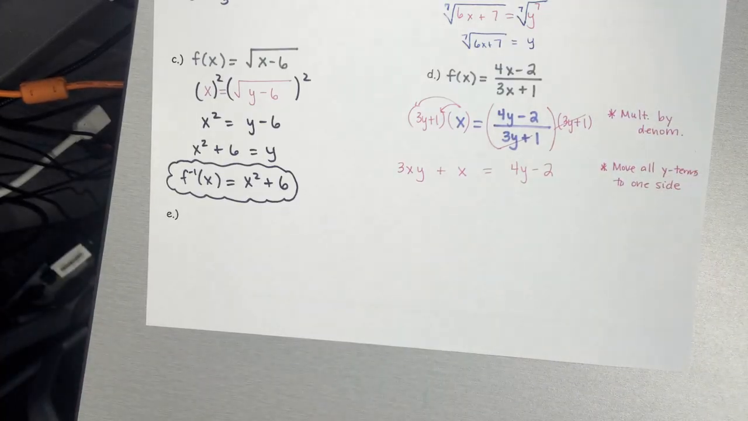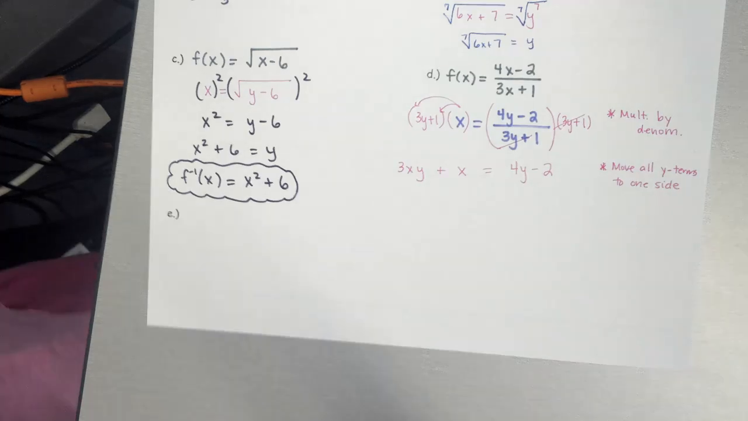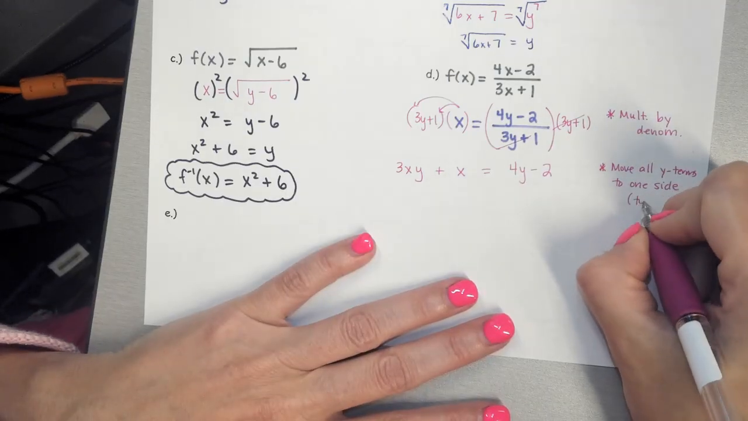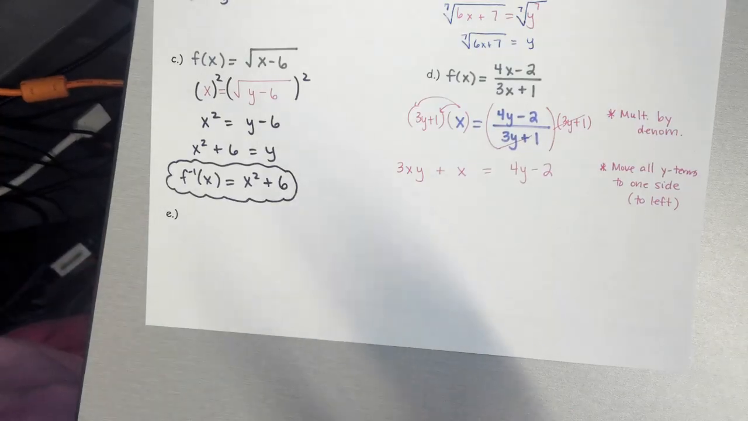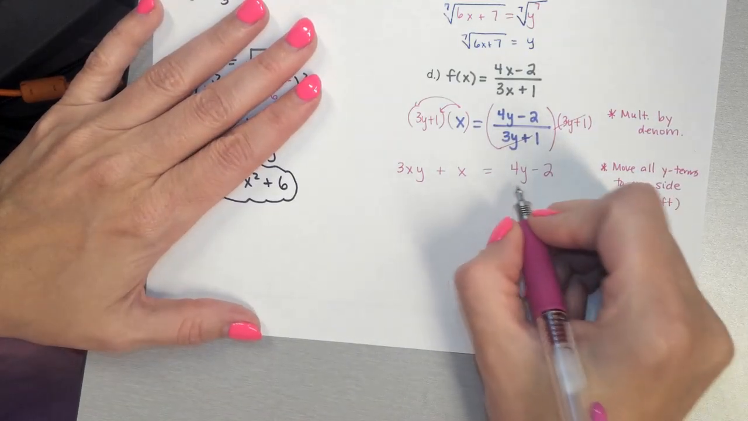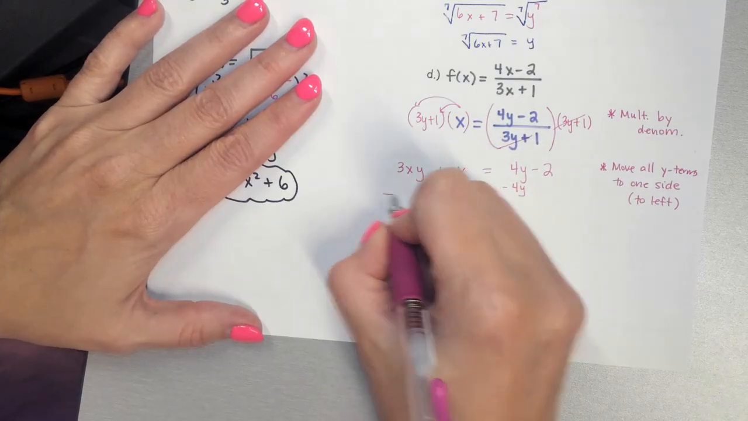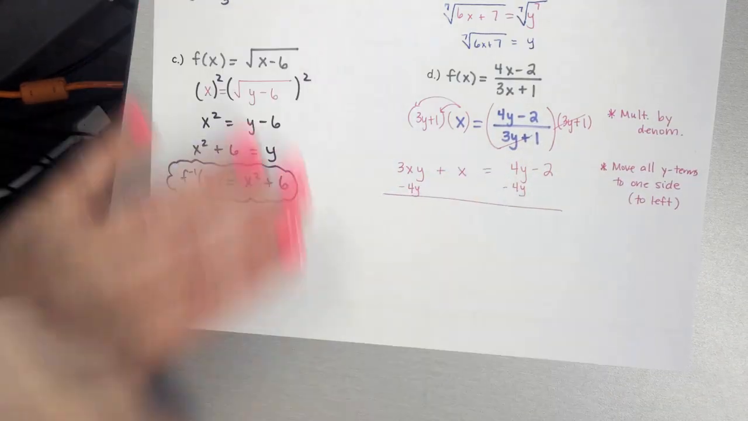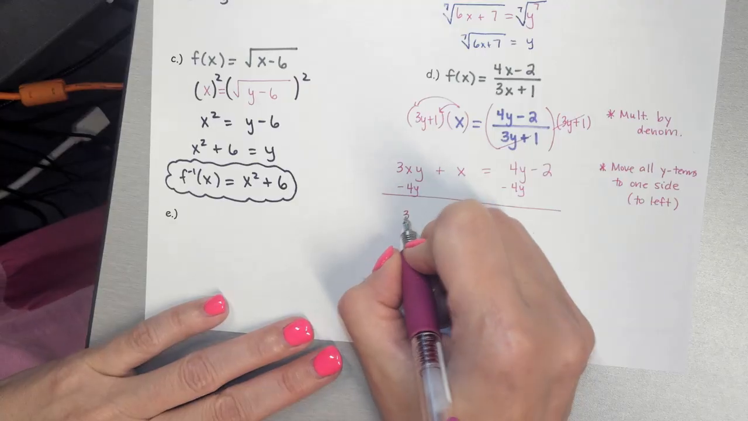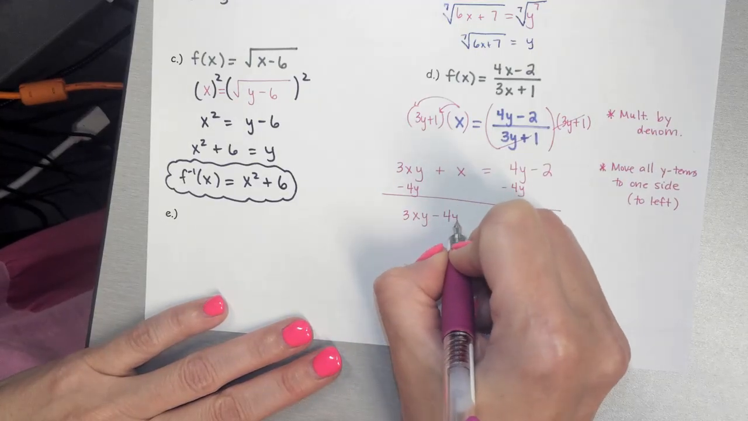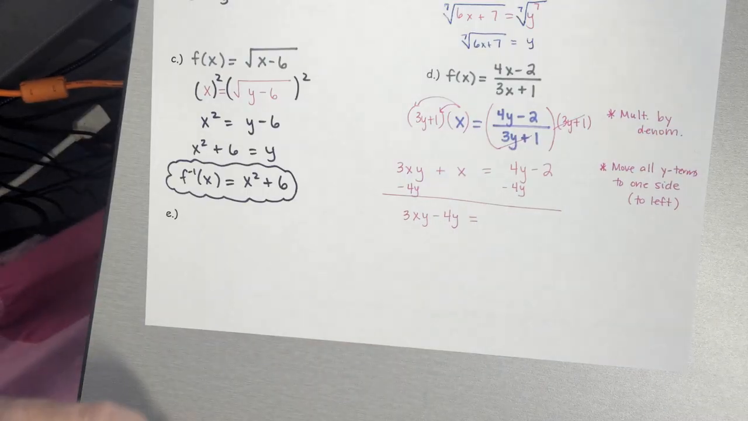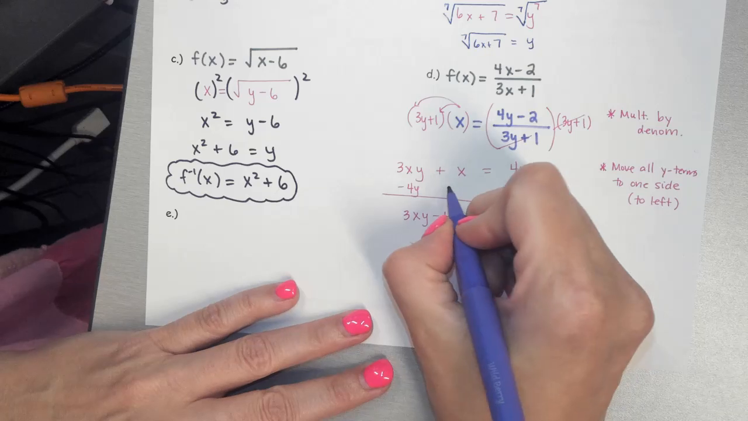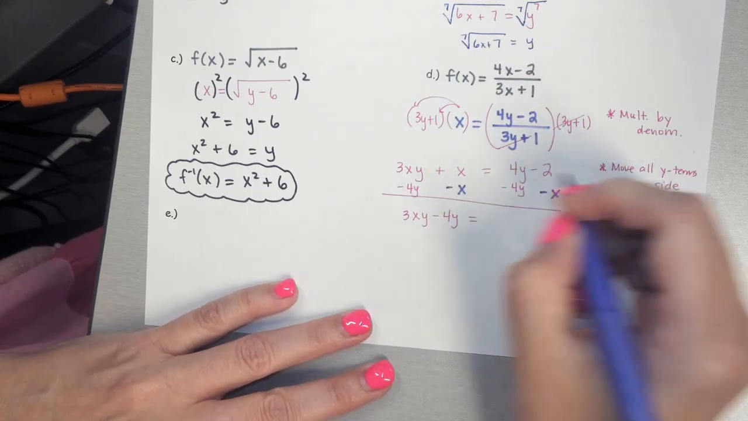Okay, and then all the other ones are going to go to the other side. Generally we move them to the left, but you don't have to do that. You might do an equivalent version. So if I'm moving 4y over, I want 3xy minus 4y equal to, and at the same time, I'm going to subtract x from both sides.